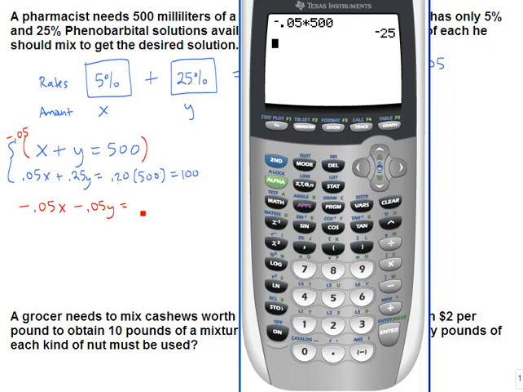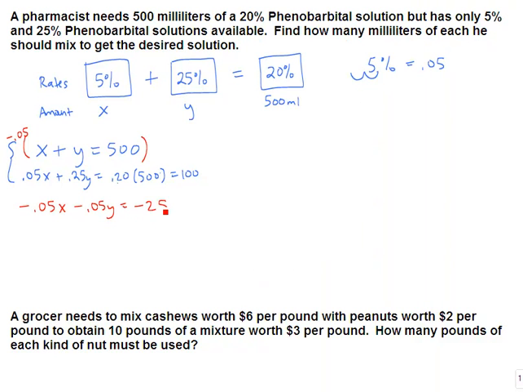So we get negative 25. So that's our top equation multiplied through by negative 0.05. Underneath it, let's just recopy our second equation unchanged. So 0.05x plus 0.25y equals 100. And now we should be ready to add down, and these two x terms should cancel out.